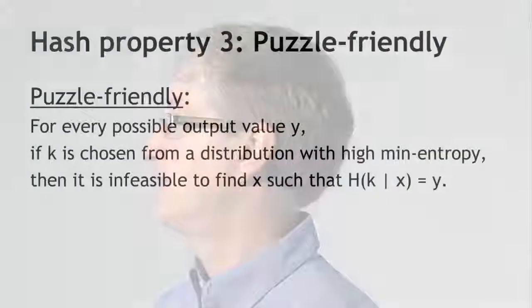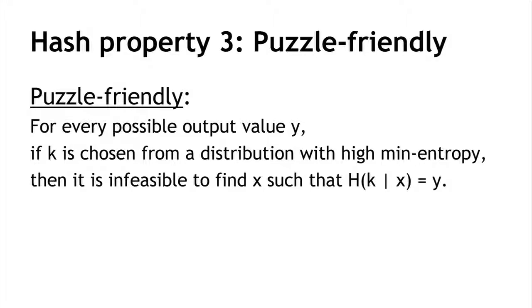The third security property we're going to need is that they're puzzle friendly. And this is, again, a little bit more complicated, but let me just go through it a bit by bit. For any possible output value y that you might want from the hash function, we're going to use y as an output value of the hash later. If k is chosen from a distribution that has high min-entropy, that is, k is chosen randomly from some set that's super spread out, then there's no way to find an x such that the hash of k concatenated with x is equal to y.